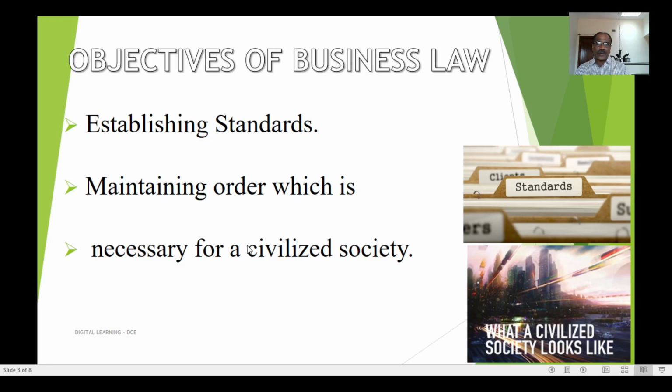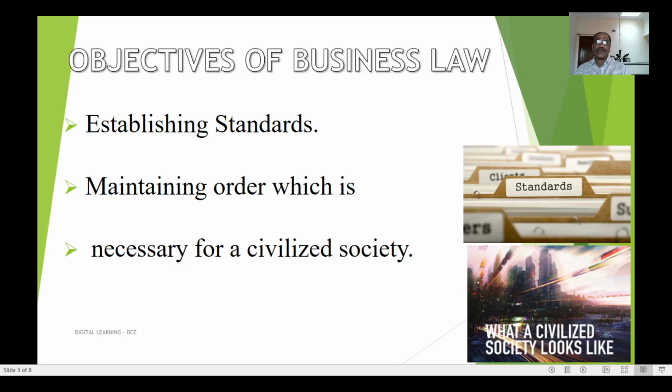If there is no particular order relating to the business, people will face many difficulties, and society will face difficulties. Therefore, in order to overcome all these difficulties, business law maintains a particular order.